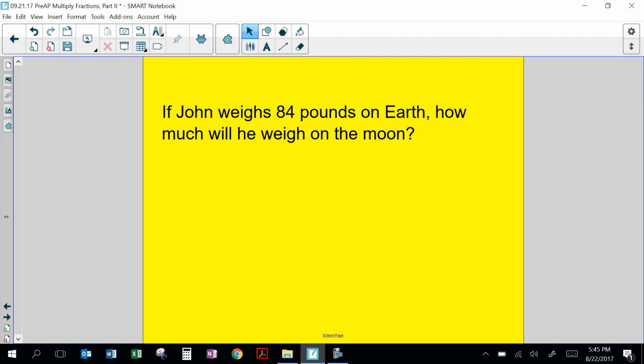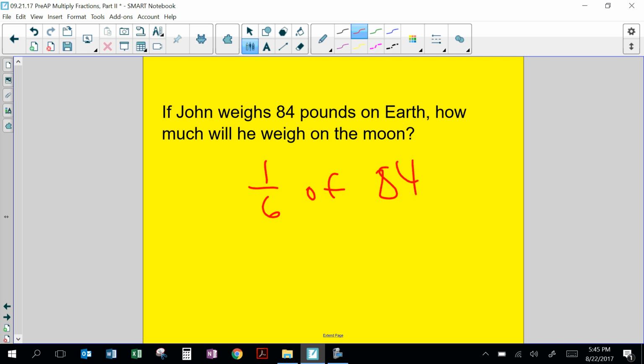So if you are on the moon, you are 1/6 of your weight on Earth. So what's 1/6 of 84? Of. I'm finding a part of something. Let's make a prediction. If it's 1/6, will the weight on the moon be more than 84 or less than 84? Hopefully you'll say less than 84 because 1/6 is a fraction that's less than 1. You're finding only part of it.